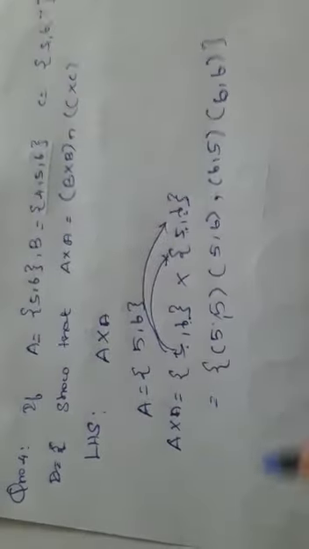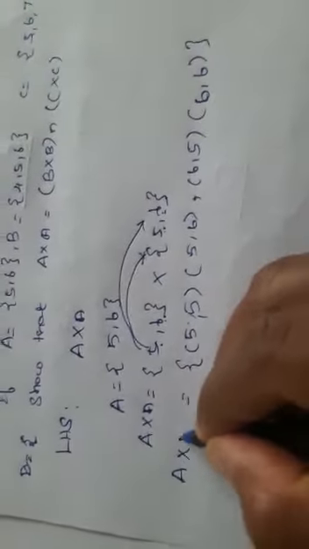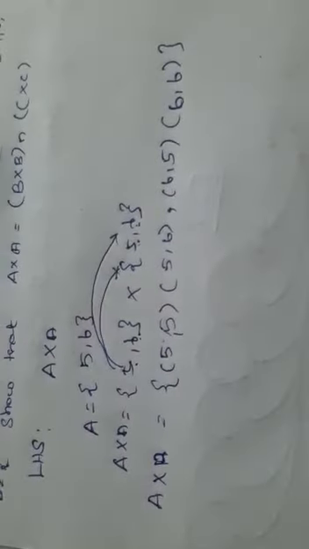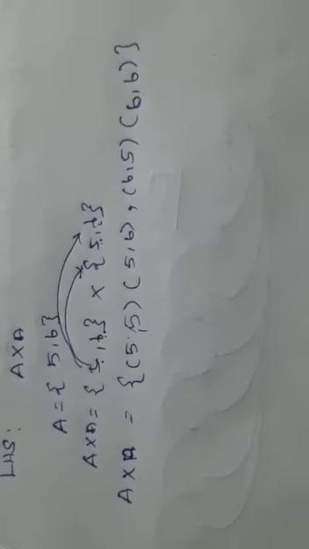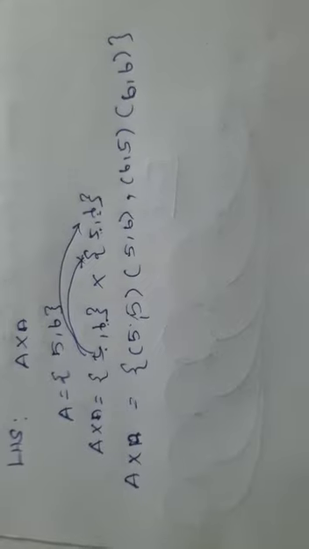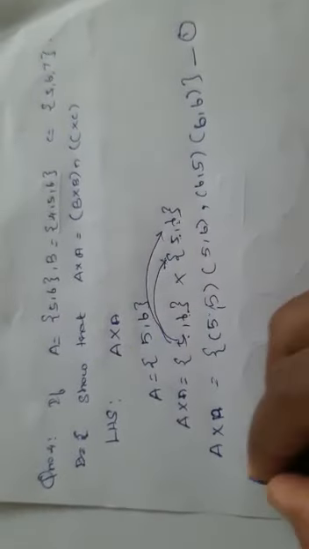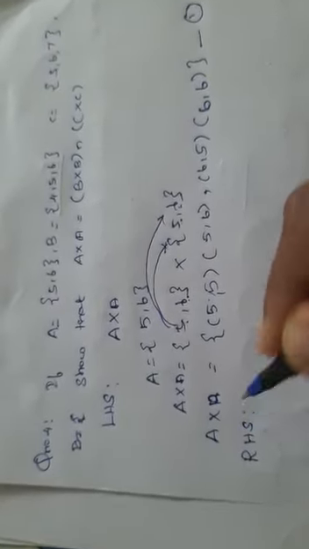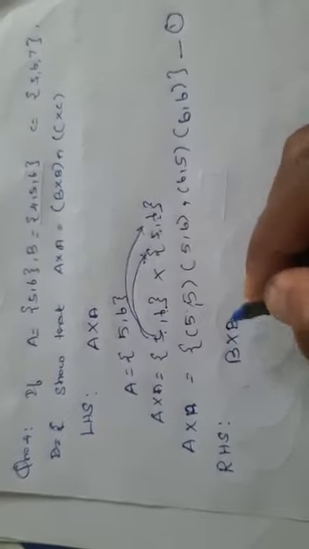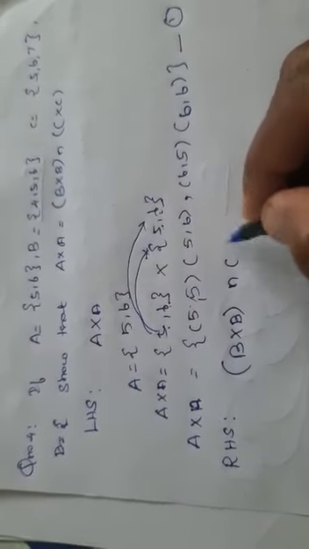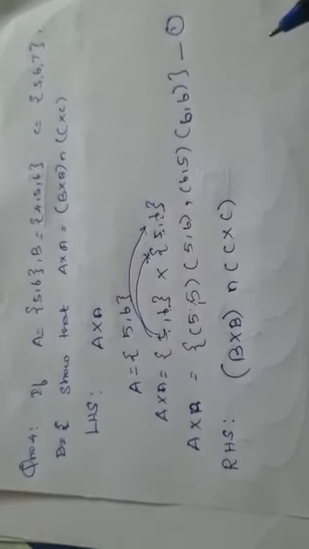So the Cartesian product for A cross A equals (5,5), (5,6), (6,5), (6,6). Mark this as equation 1. This is the LHS answer. Next we'll write the RHS part. The RHS part is B cross B intersection C cross C.